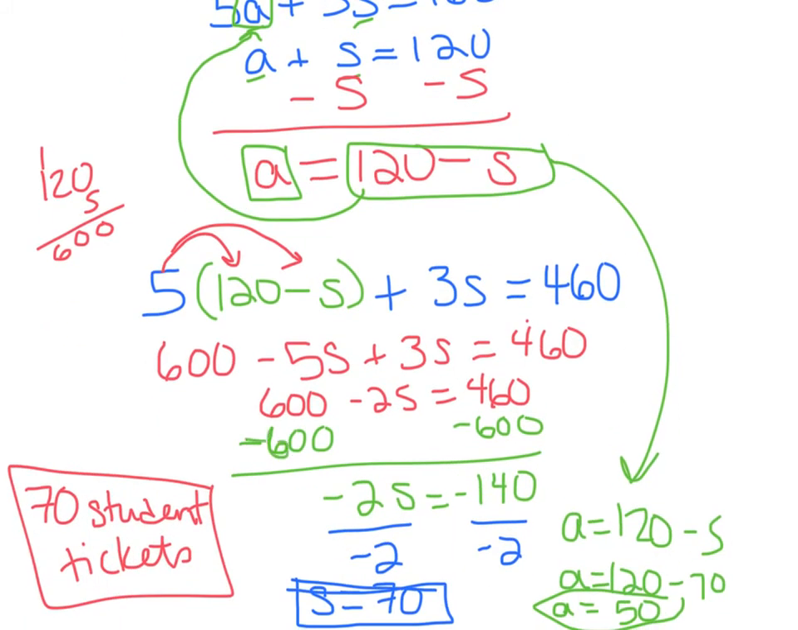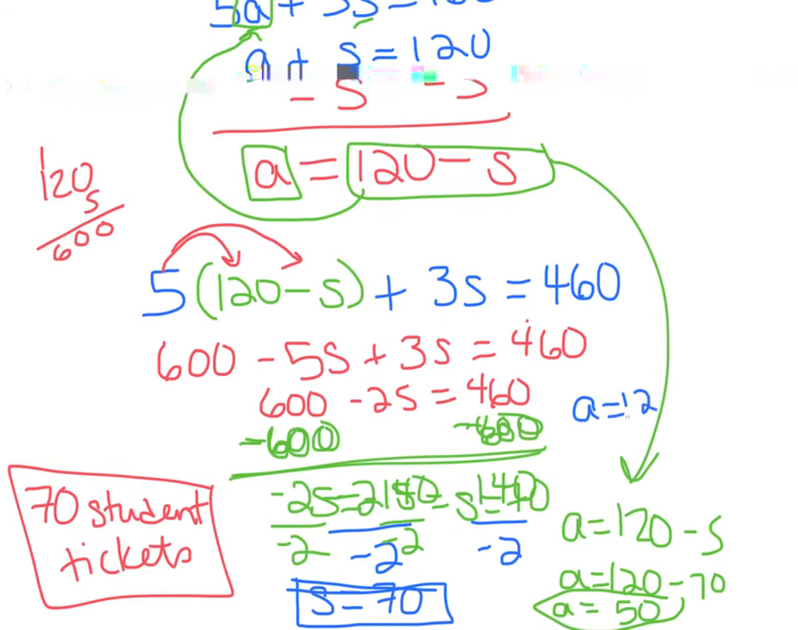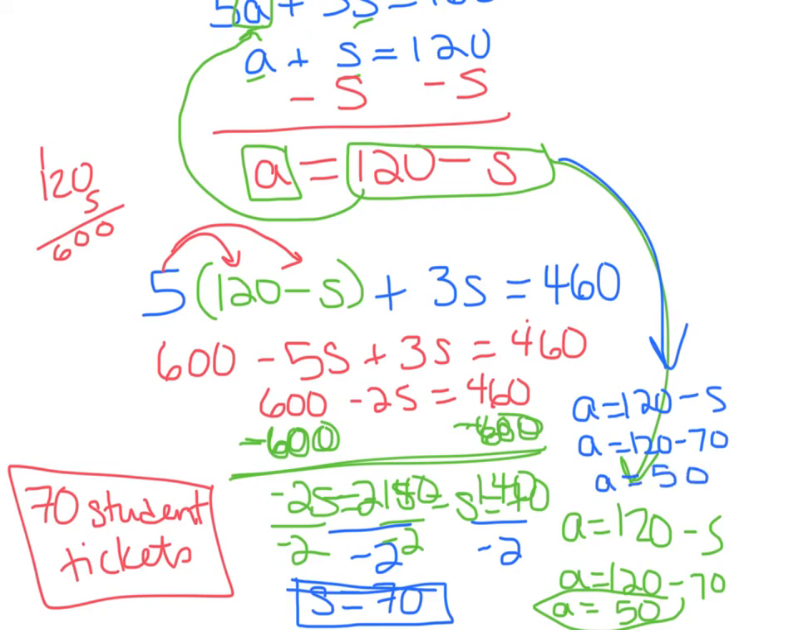So then we're going to subtract 600 from both sides. We get negative 2s equals negative 140. Our answer for s is going to be 70. Now, when you're doing these, I'd like you to always go back and make sure that you get both answers. So then I'm going to take this equation that I had there, substitute in the 70 for s, and that gives me that a equals 50.